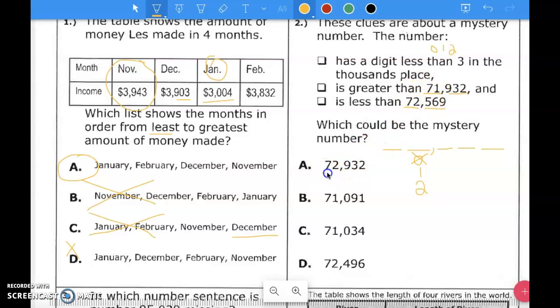So 72,932, it says, is greater than this number. So this is the same number. That can be, right? Let's analyze the other one. 71,091. It's greater than 71,900. This one can be because it's less.